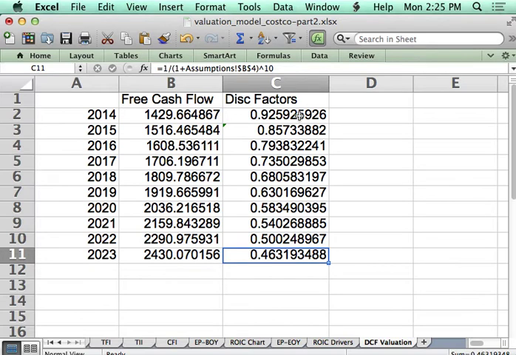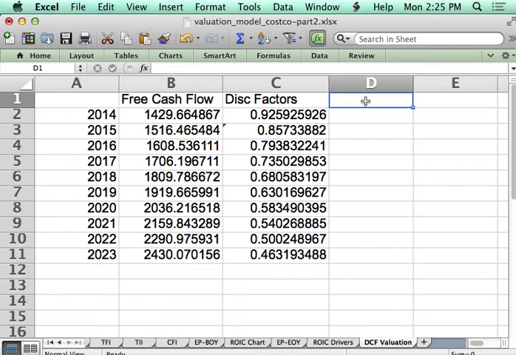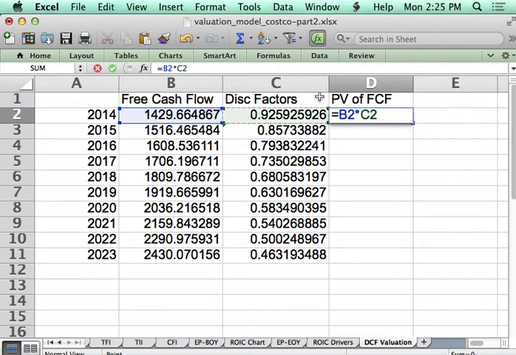All right, so those are the discount factors. If we multiply them by the free cash flows, that will get us the discounted free cash flow, or another way of saying that, the present value of the free cash flows. So take the free cash flow times the discount factor. That's what they're worth in present value today.